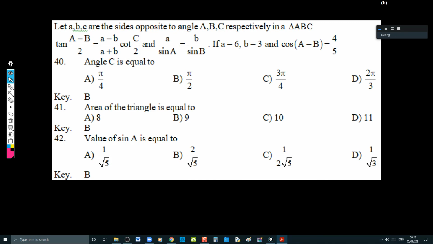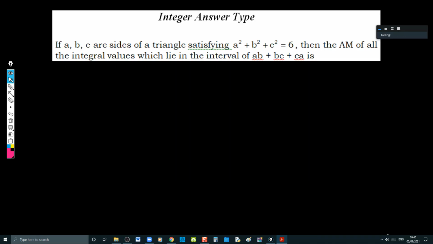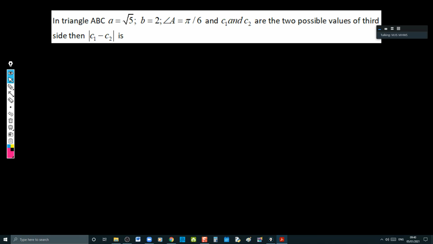Next one, a passage. This is depending on the tangent rule and sine rule. It's a mixture of whatever problems we did. It's a passage. You can do that. The options are clearly given there. The key is also given. Integer type. Please make a note of it, or take the screenshot, please. This one also.